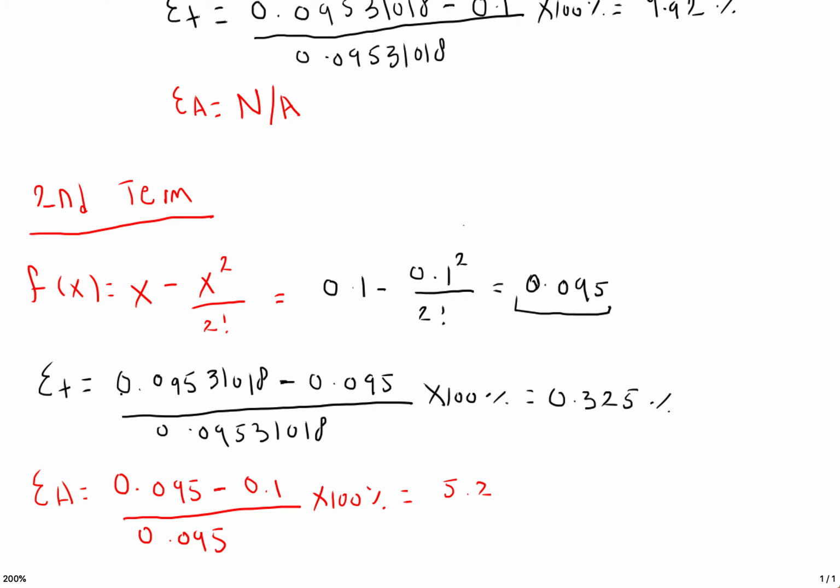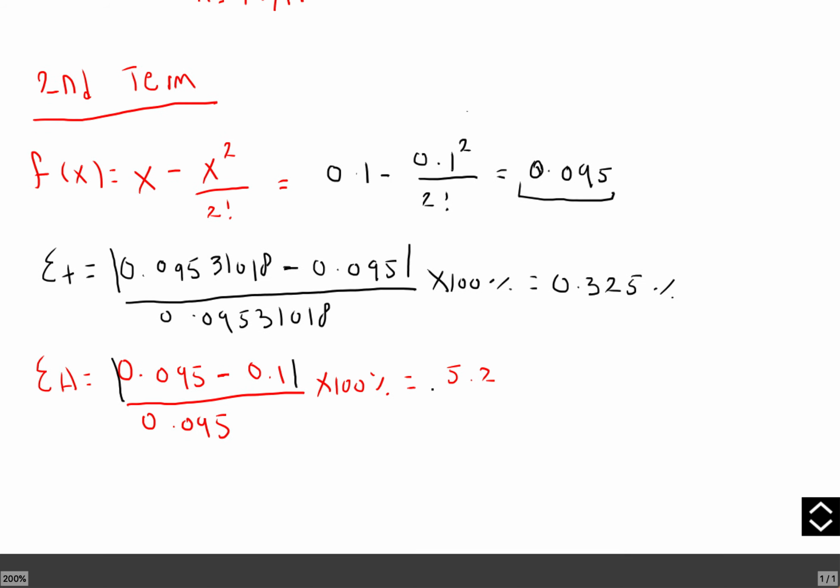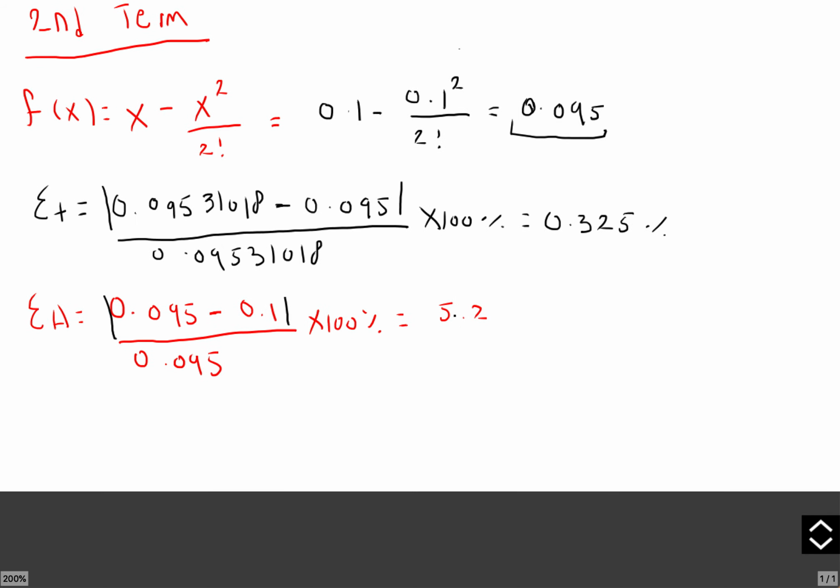Also, just another thing to note, I should have mentioned this a little earlier: you can say that this is an absolute value, right? Because we're dealing with percentage here. So even if you were to get negative 5.2, you can just write 5.2 because we're dealing with an absolute value here. And this concludes that the approximate relative error is 5.2 using two terms.